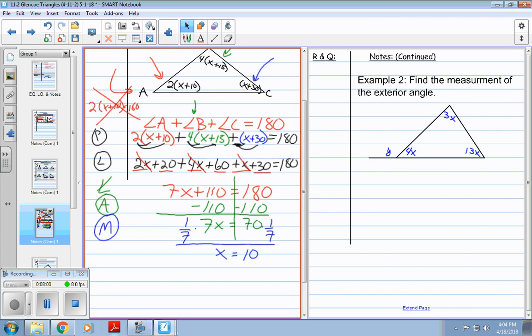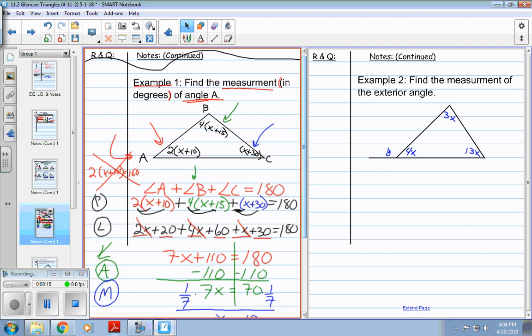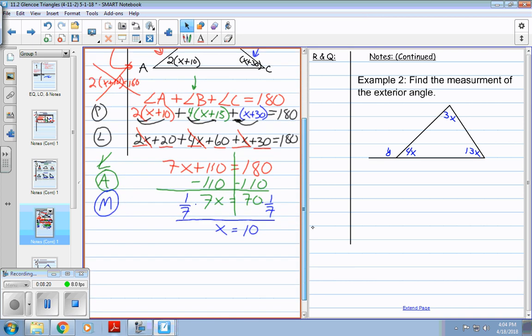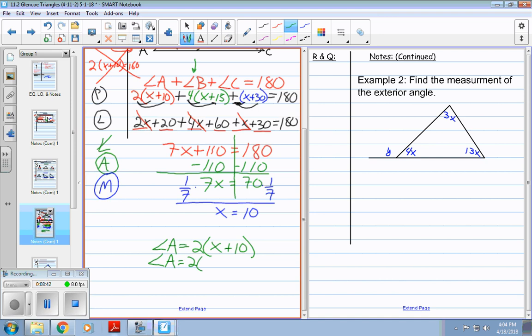Again, if you remember back to those perimeter problems, it's really common that students are like, sweet, I've done a lot of math. I got an answer. This must be done. But our problem is not asking for what the variable equals. It is asking for what is the measurement of angle A. What skill are we going to have to recycle one more time to find the actual number for angle A? Yeah, if you said substitution, you're correct. So we're going to write angle A equals 2 parenthesis x plus 10. Now we're going to substitute the variable we just solved for into the problem.